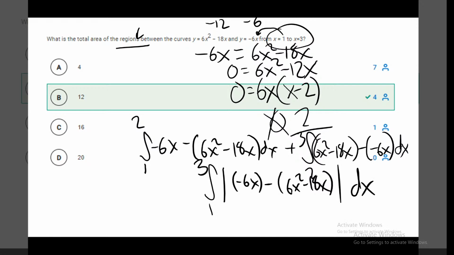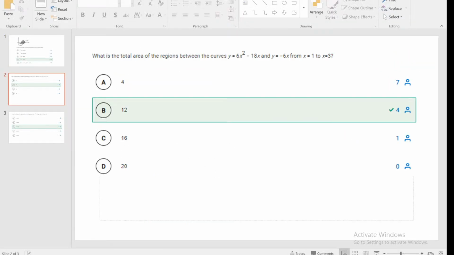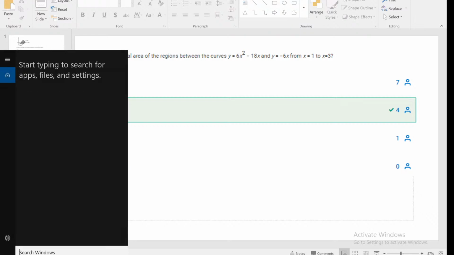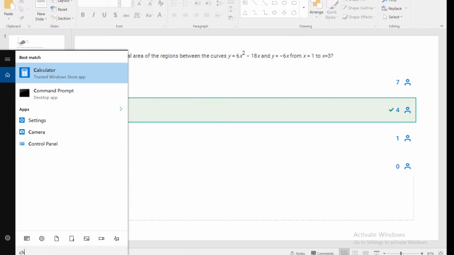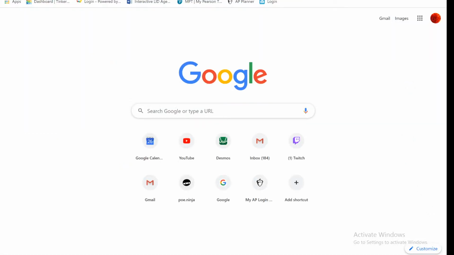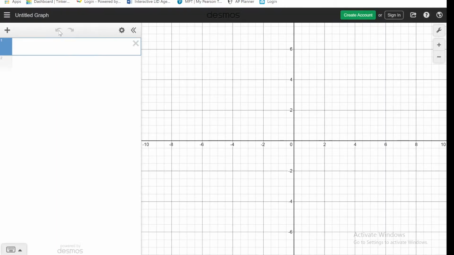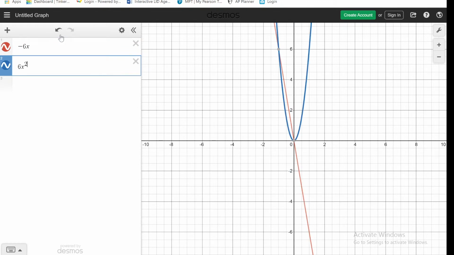So where this went wrong for most people was figuring out where these meet. Also, it's really easy to tell where these meet if you just graph them in Desmos. So, subtle reminder, where's my internet? There it is. Desmos. And you can just type in negative 6x and 6x squared minus 12x minus 18x.